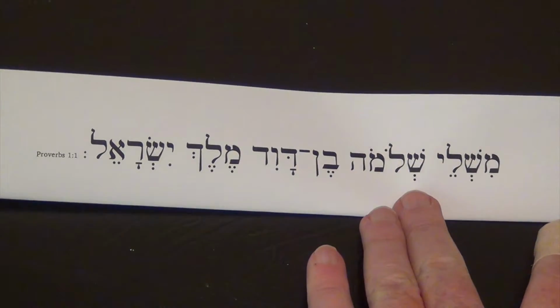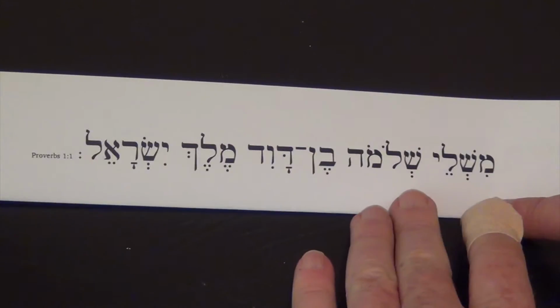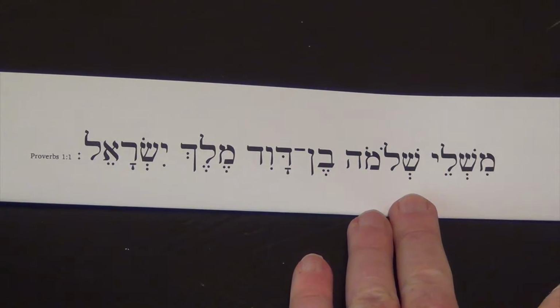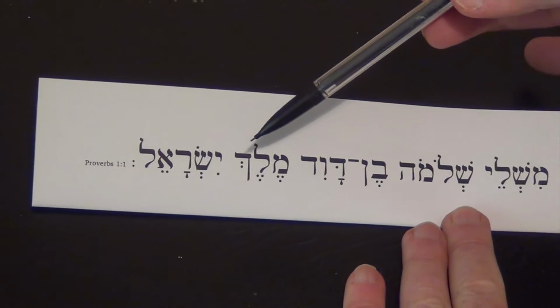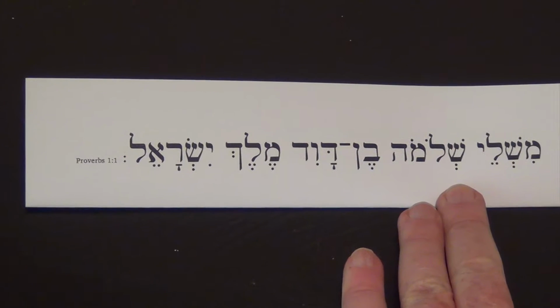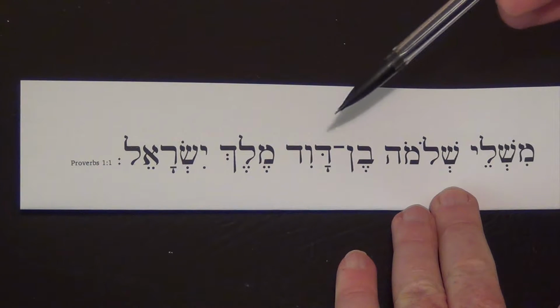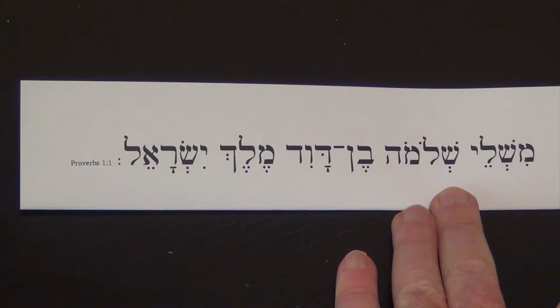Today we're going to look at the introduction to the book of Proverbs, Proverbs chapter 1, verse 1. And again we find that the form of it in Hebrew is quite a bit more decorative and stylish than the English translations managed to make it. So here it is, the opening words of Proverbs 1:1, which says, Mishle Shlomo ben David Melech Yisrael. The Proverbs of Solomon, son of David, king of Israel.